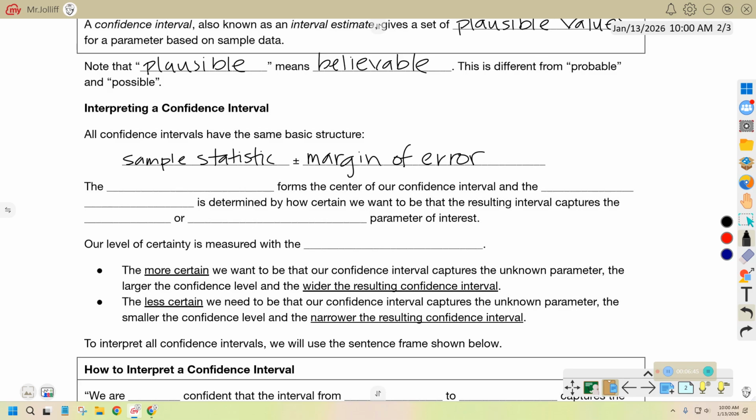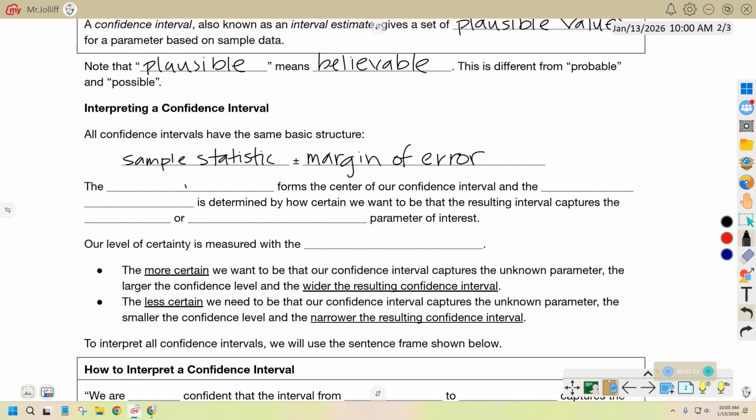All of them will look like this. The sample statistic is going to change depending on the parameter that I'm estimating. In this case, in Unit 6, I'm estimating a population proportion. So my sample statistic is going to be the sample proportion, p hat. When I'm estimating population means mu, my sample statistic is going to be the sample mean x bar. So these will match whatever the population value I'm estimating is. And that will change depending on the sampling distribution we're using.